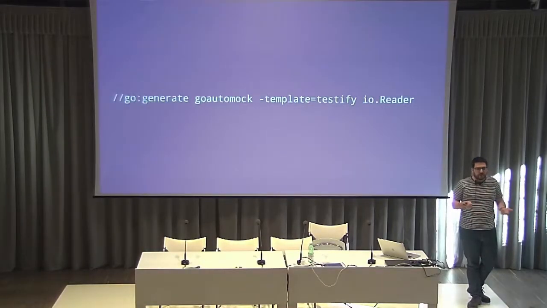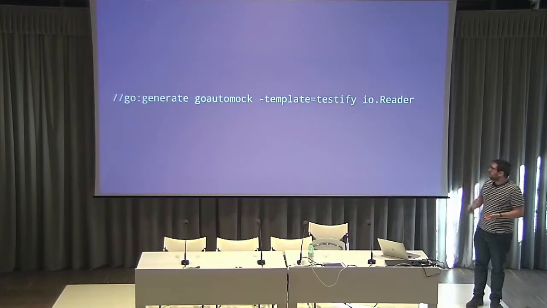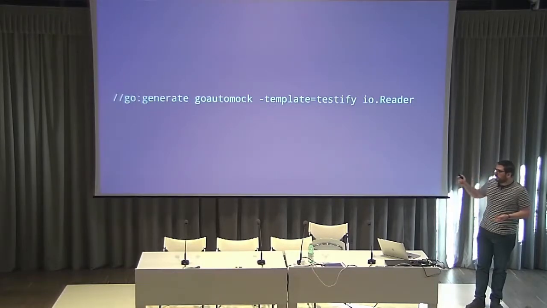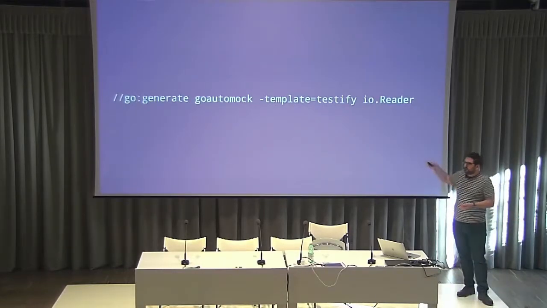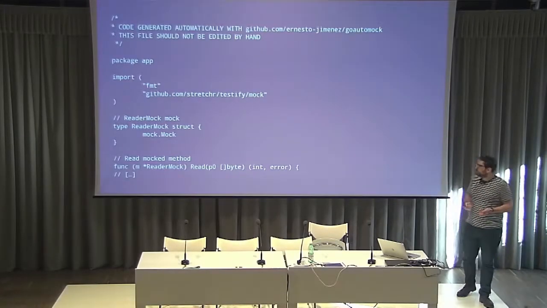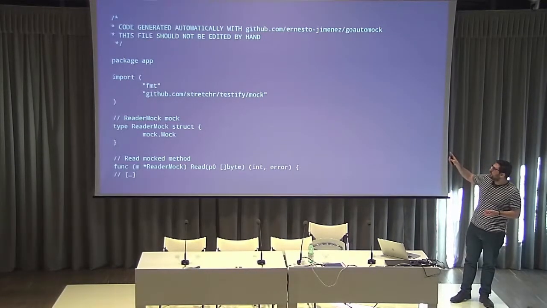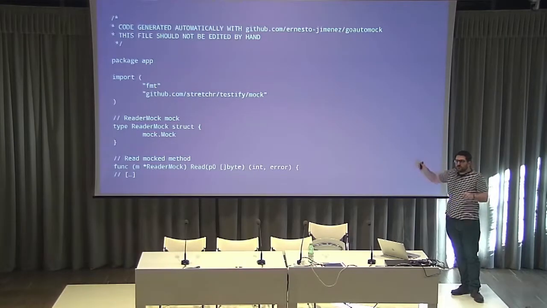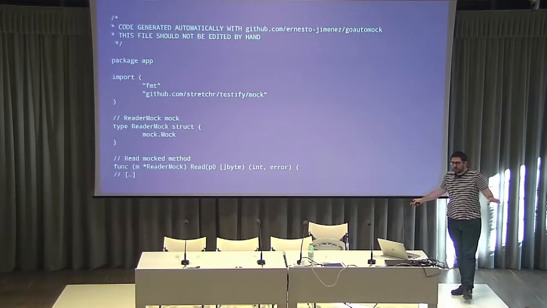So now instead of go mockery, I do go generate automock, and I want a template to be testify for io.Reader, and that generates the code for me. One important bit is that, look at the beginning. I say, hey, this code is generated by this tool. You should not be editing it by hand.